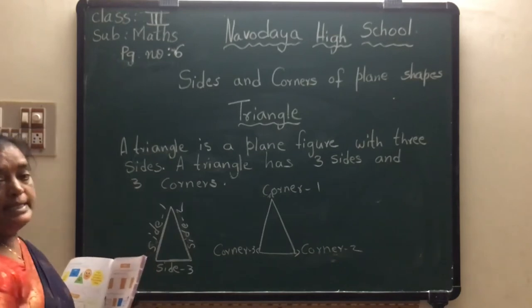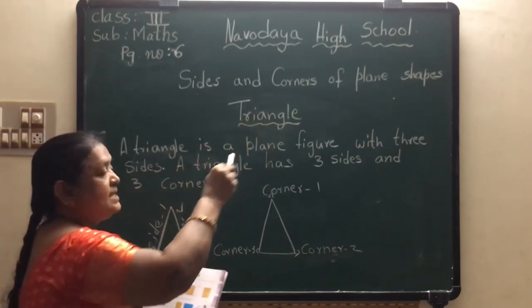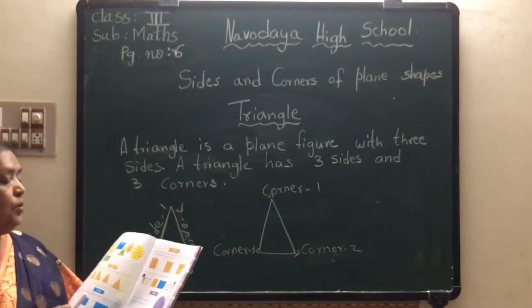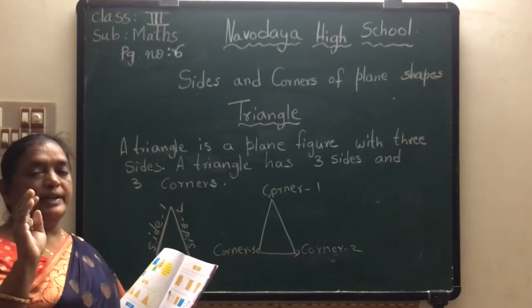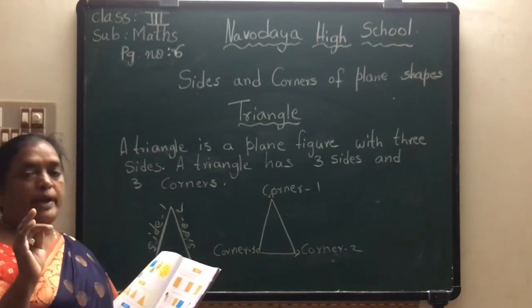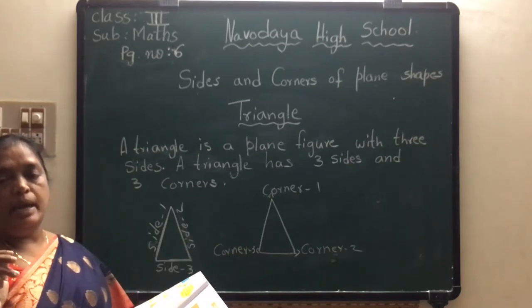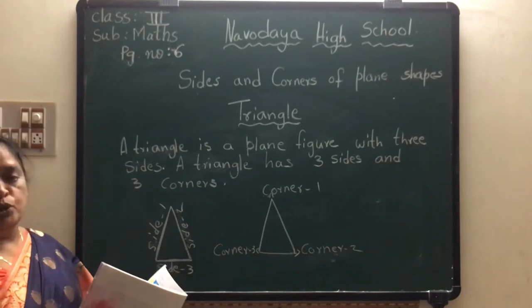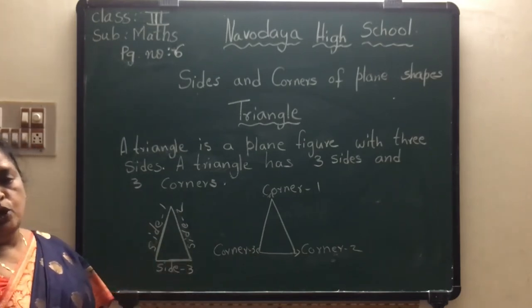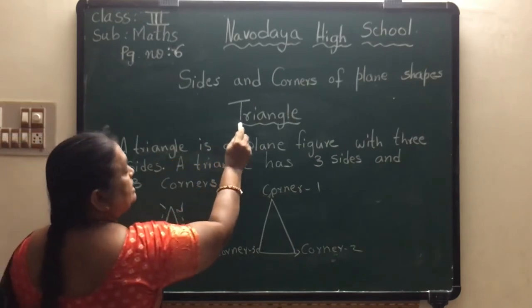Now let us learn about sides and corners of plane figures. What are the plane figures? Triangle, rectangle, square and circle. Today we learn about triangle. Okay children, you should not move this side and that side. Look carefully. Now we learn about triangle.